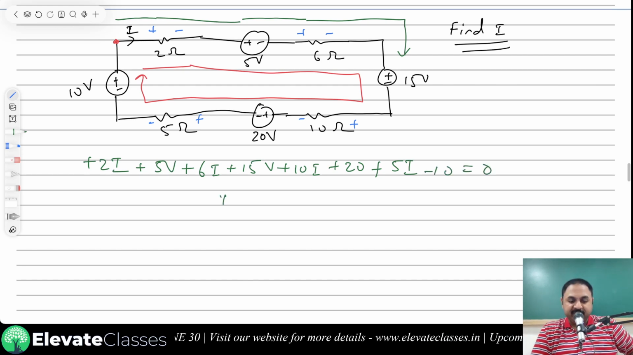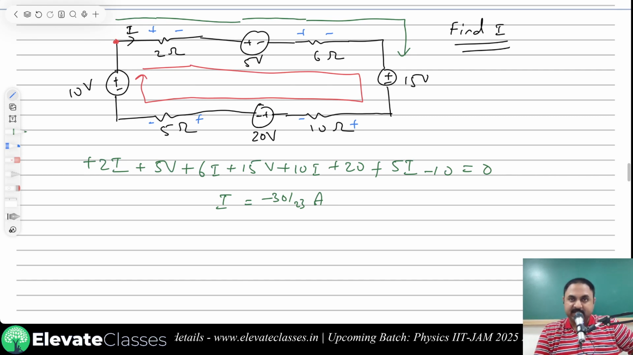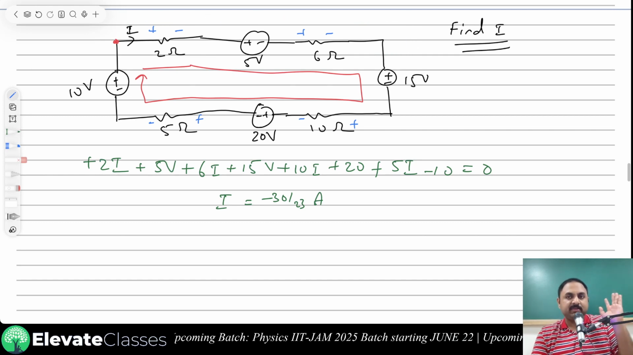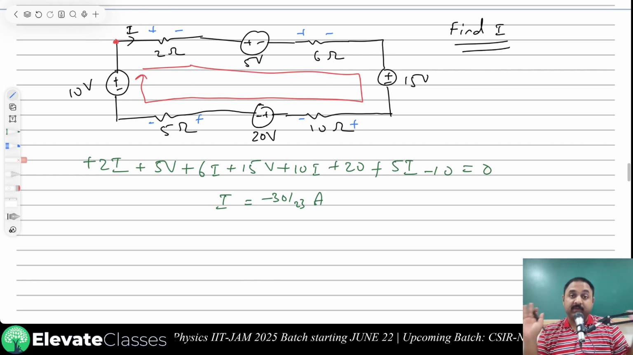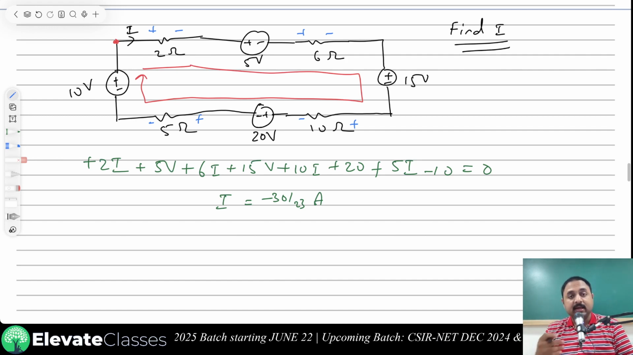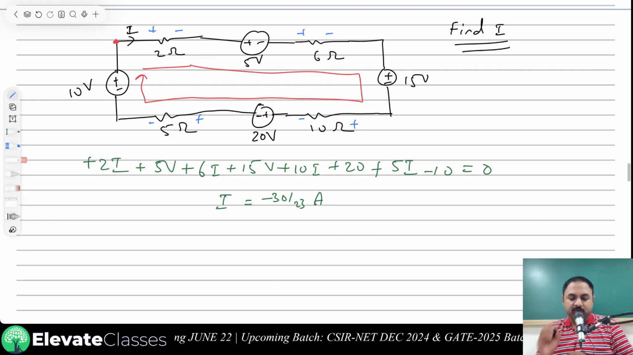Later on, if you solve everything, you will get the current will be minus 30 by 23 amperes. I solved it. This will be your current. So hopefully you understood how we have to apply this KVL. If you understand KVL, trust me, you have understood transistor circuits. There's nothing more to solving transistor circuits apart from KVL. You'll see in the next lectures how we can solve transistor circuits within a matter of minutes once you know how to apply KVL.